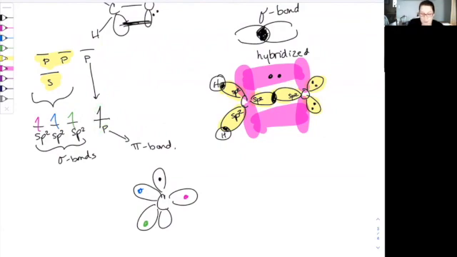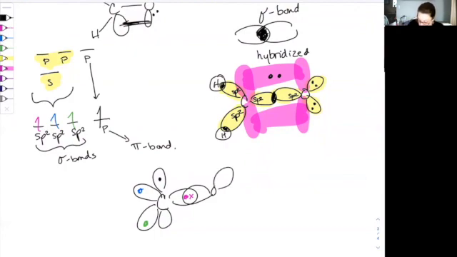Okay, so this one right here, the pink one, is the one that's going to be used to make the sigma bond to oxygen. So I'm going to bring oxygen over with its funky orbital, and I'm going to use X's for the oxygen. Those 2 electrons are being used, one coming from carbon, one from oxygen, to share and make a sigma bond. Does that part make sense? Yeah. Okay, good.